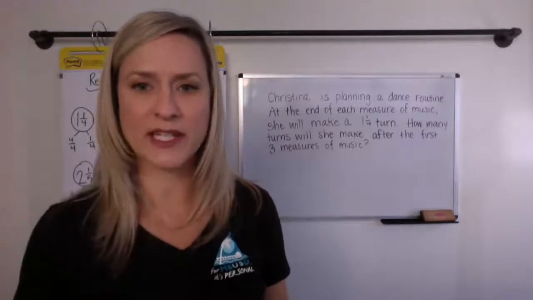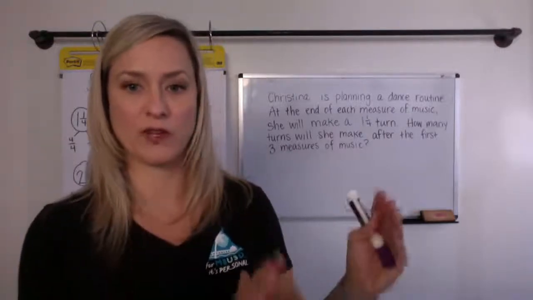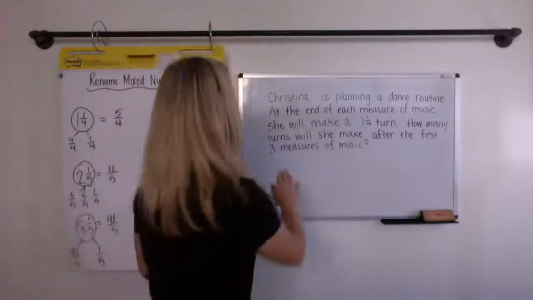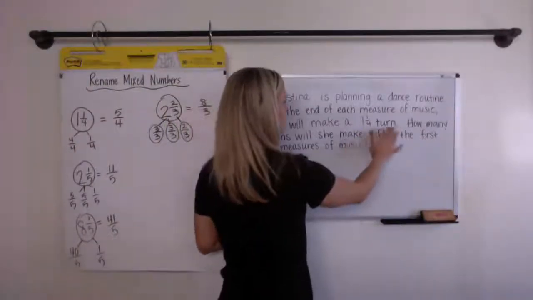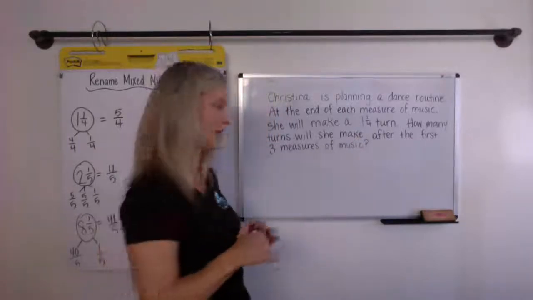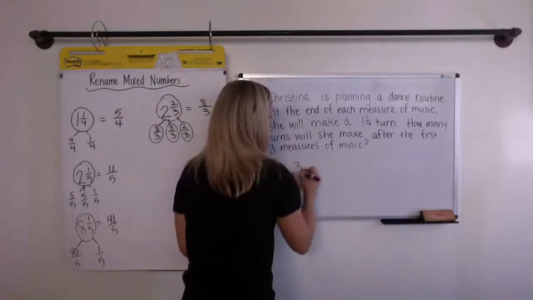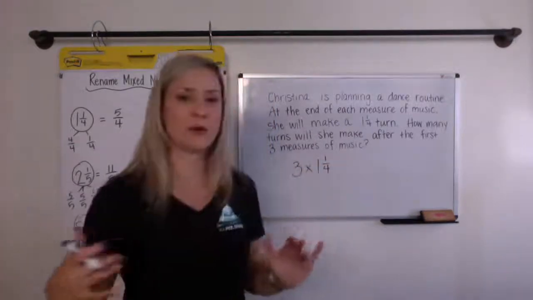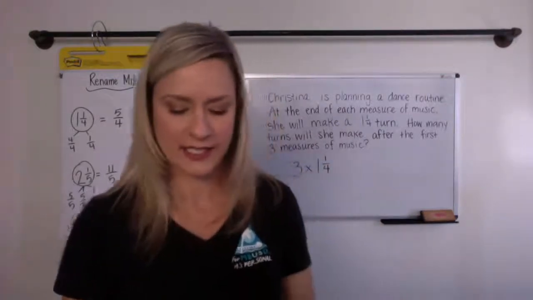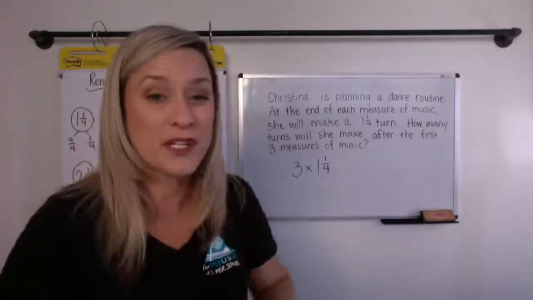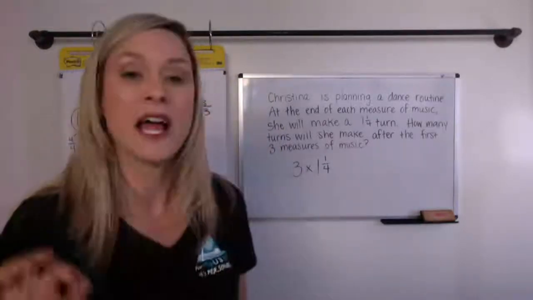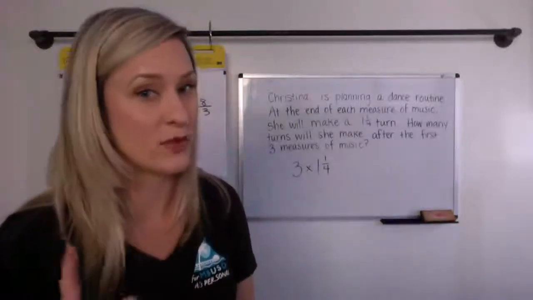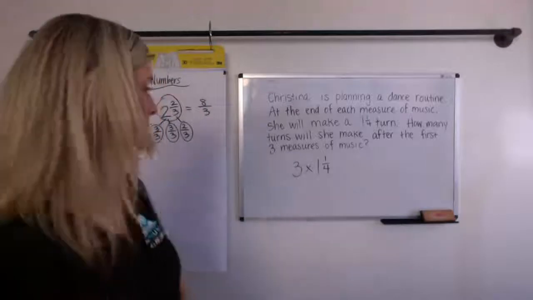Okay, so basically she's going to turn 1 1/4 times 3 times, right? So 3 measures of music, 1 1/4 each of those 3 times. So 3 times 1 1/4. So basically we have to figure out how to solve that. Now there's lots of different ways. So this would be a good time to pause and think about how you would solve this, and then let's chat about some ways that the class might have solved it. All right, go ahead and hit pause.